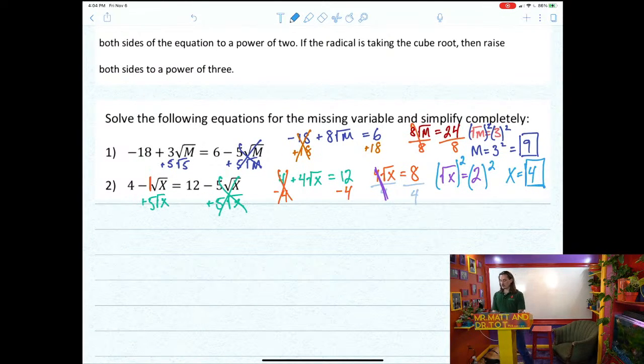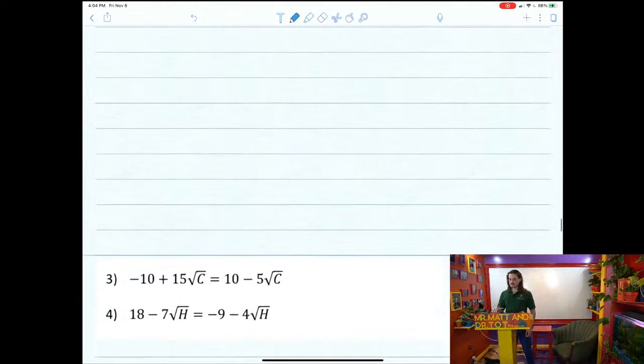So the answer to number 1 is 9. And the answer to number 2 is 4. If you have any questions, then please let me know.